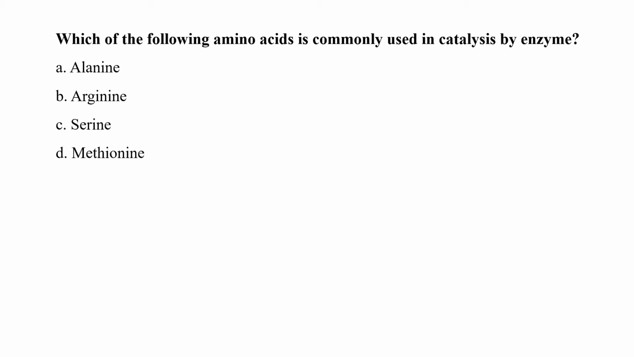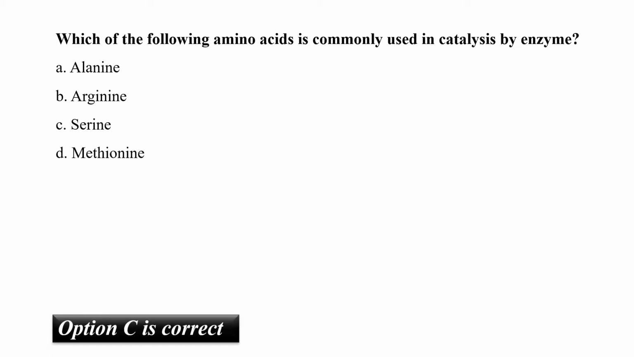Here is the next question. Which of the following amino acids is commonly used in catalysis by enzyme? A. Alanine, B. Arginine, C. Serine, or D. Methionine. Enzyme active sites may have spatially arranged amino acids that are needed for catalysis. An example of these amino acids is serine. Some others include cysteine, histidine, asparagine, lysine, threonine, tyrosine, etc. So here the correct option is serine, C.